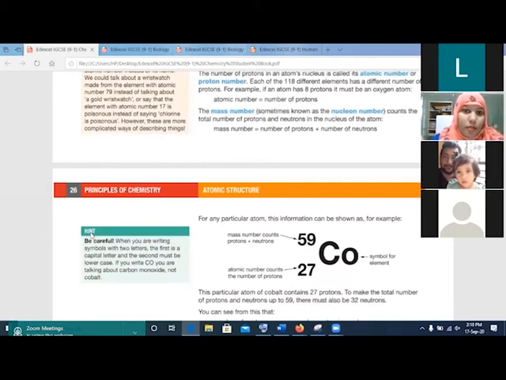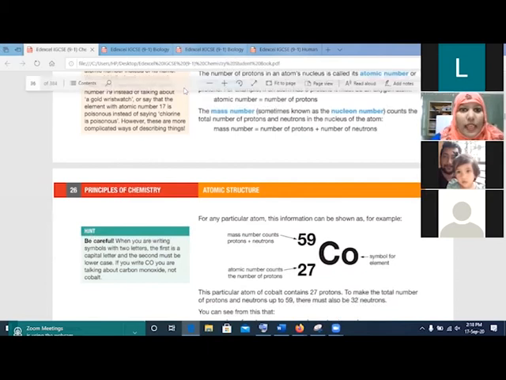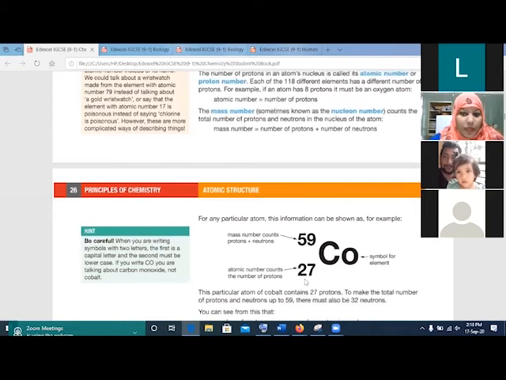Then 59 minus 27 it will be. No, miss. The number of protons is always given by the atomic number. Oh yeah, so the atomic number, 27. 59 minus 27 is the neutron number, and proton number is 27. Yes. So atomic number and proton number is always the same. So 27 is the proton number in case of the cobalt element.